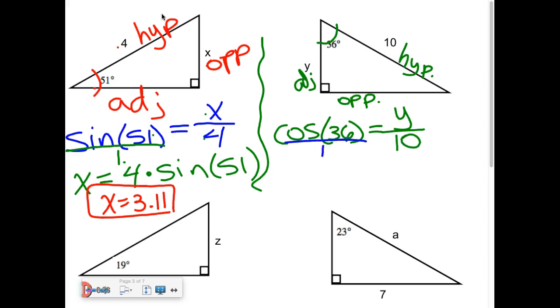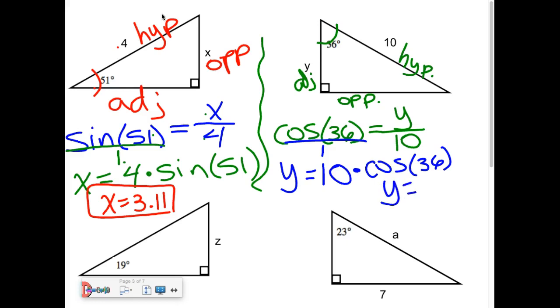I'm going to put that 1 underneath, so 1 times y is just y, and then I have 10 times cosine 36. Okay, again, you're just going to grab your calculator. This time, instead of sine, you're going to do cosine. So you're going to do 10 times cosine 36. And when we do that again, we're going to have to round, and I'm going to have y equals 8.09. Again, we were given a hypotenuse of 10, so I know this side should be smaller, and it is, so we did that correctly.